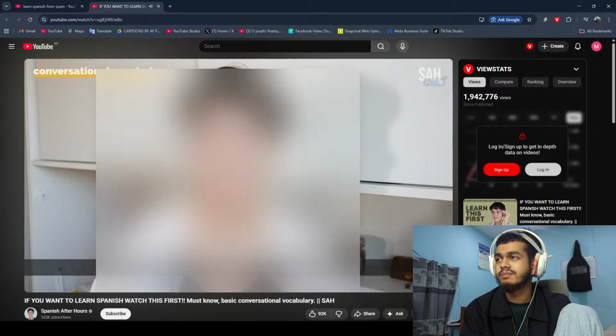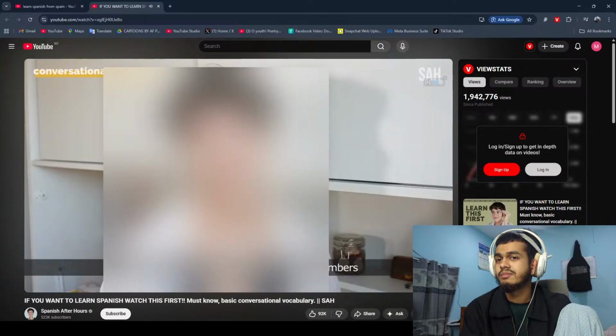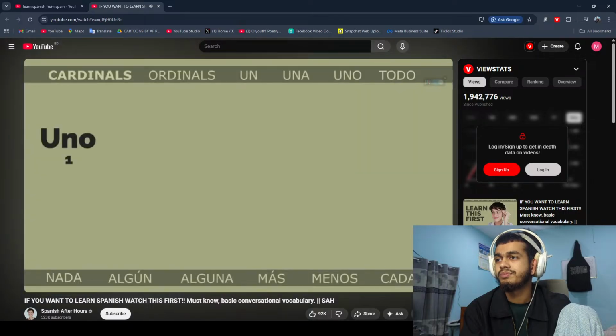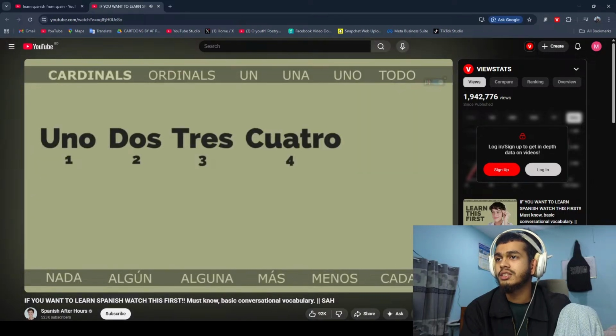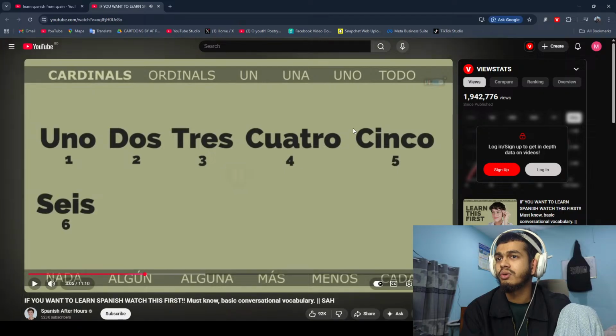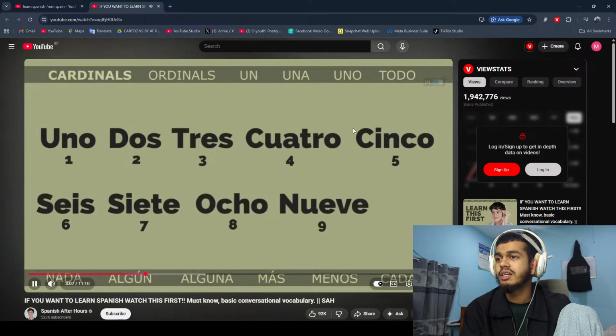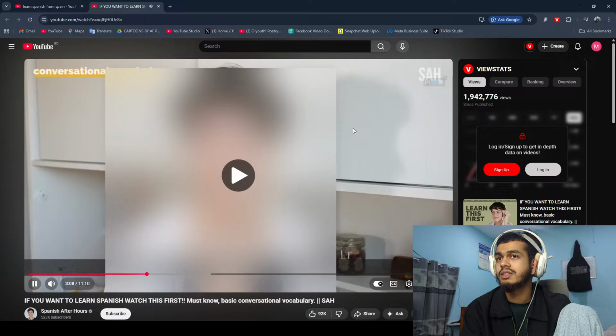Next up, we have counting vocabulary. First thing you want to know are cardinal numbers. So 1, 2, 3, 4, 5, 6, 7, 8, 9, 10, etc.